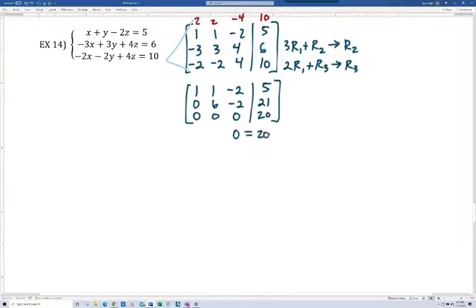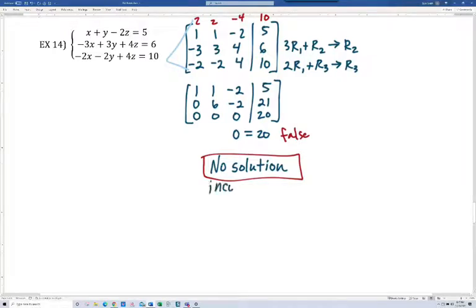Notice this is a false statement that we have in this last equation. 0x plus 0y plus 0z equals 20. That's 0 equals 20. That's a false statement, which means there is no solution. We should probably write false in here. So this system does not have at least one solution, so it's inconsistent. And this is also an independent system.